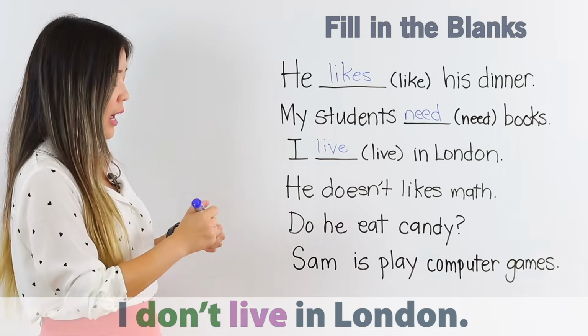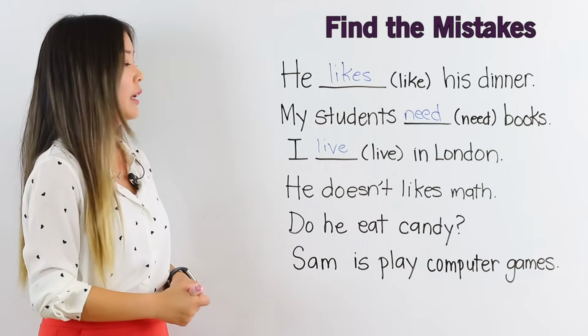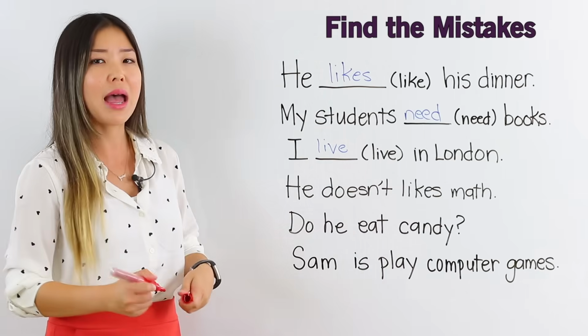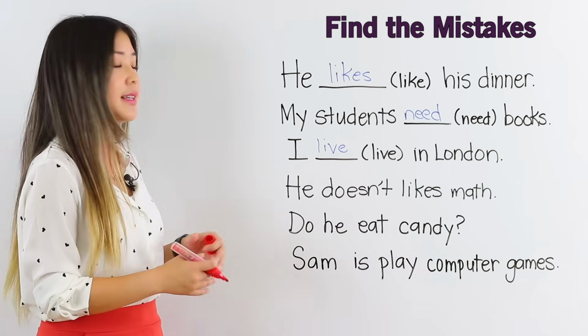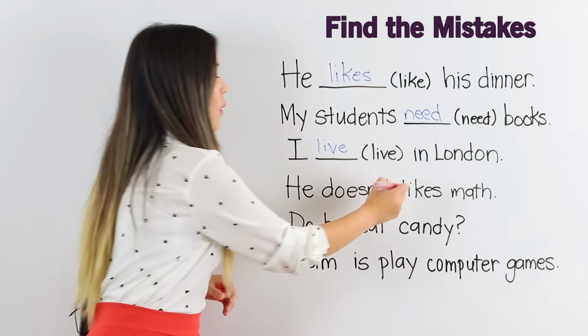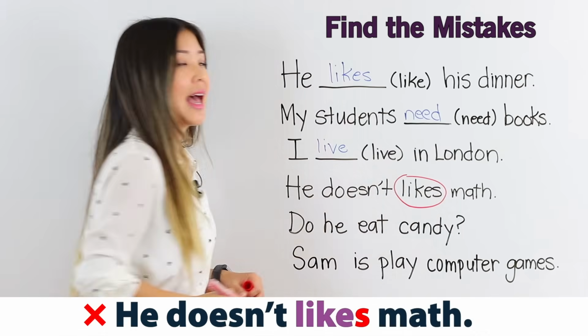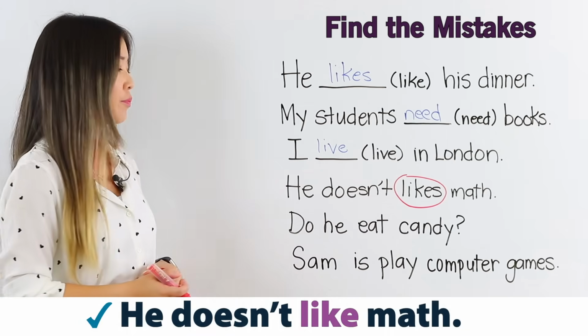For the next part, I would like for you to try to find the mistake in the sentence. He doesn't likes math. What's the error here? Well, this is a negative. He doesn't. That's correct. However, we do not add an S when we have doesn't in front of it.